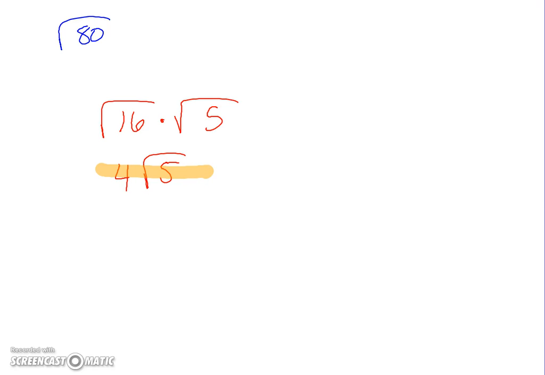And let me address something else. Some people might say, well, for the square root of 80, I thought of the square root of 4 times the square root of 20, because 4 times 20 is 80, and the square root of 4 is perfect. And the square root of 4 is 2. So some students might put this. Well, the problem with that is, again, just like reducing a fraction, you have to reduce it all the way. You have to simplify square roots all the way.